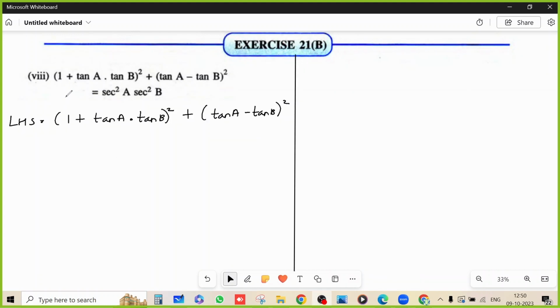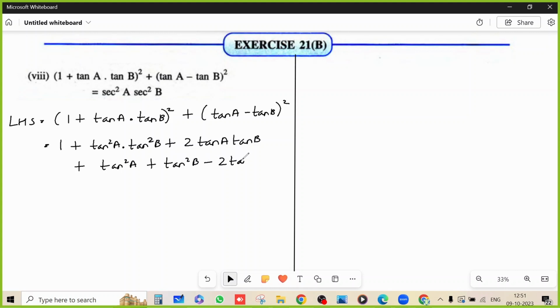In part 8, the LHS is given as (1 plus tan A into tan B) whole square plus (tan A minus tan B) whole square. So we will apply the formula of (A plus B) whole square, and here we will apply the formula of (A minus B) whole square. So this will become 1 plus tan square A into tan square B plus 2 tan A into tan B, and this will become plus tan square A plus tan square B minus 2 tan A into tan B.